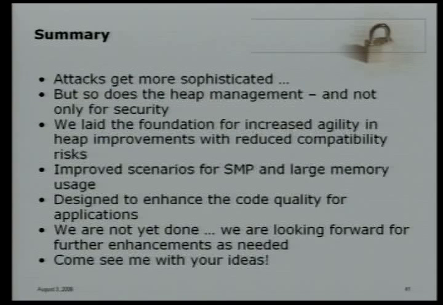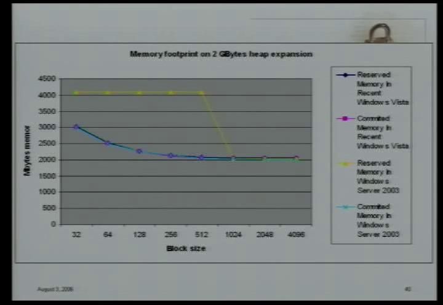This is just a test which allocates 2 gigabytes of memory in different block sizes. I would like you to notice that the reserve size had a spike from 2 gig to 4 gig when a new segment was allocated before, because of the exponential growth in segment size. And in Vista, we have the segment size, the virtual address tracking, very well the commit size.